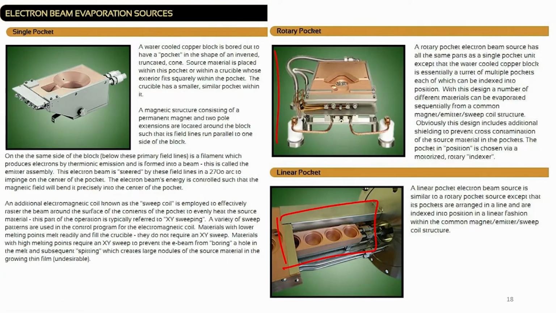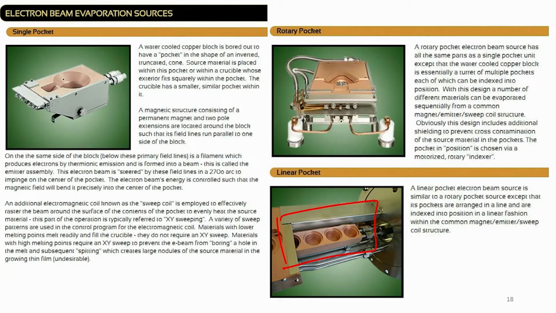Now, if we talk about the rotary pocket, instead of a single pocket, the electron beam source has all the same parts as a single pocket unit, except that the water cooled copper block is essentially a turret of multiple pockets, each of which can be extended into position. With this design, a number of different materials can be evaporated, because you have 4 sources. You can have aluminum, chrome, gold, titanium. At a single time, only one source is available for you to evaporate, but you can load multiple sources. That is the advantage of the rotary pocket.